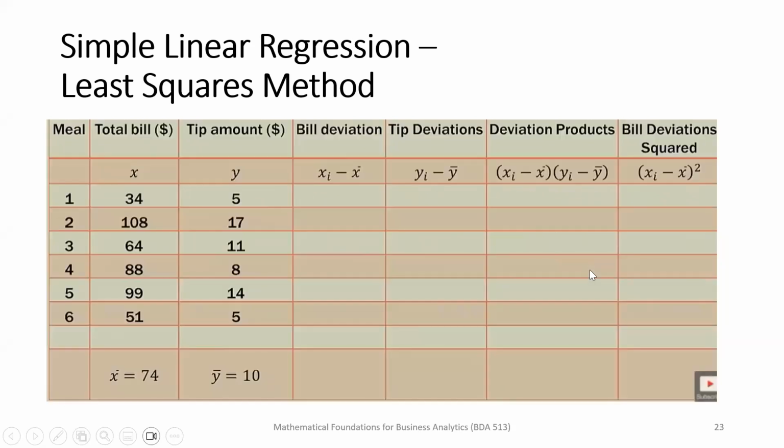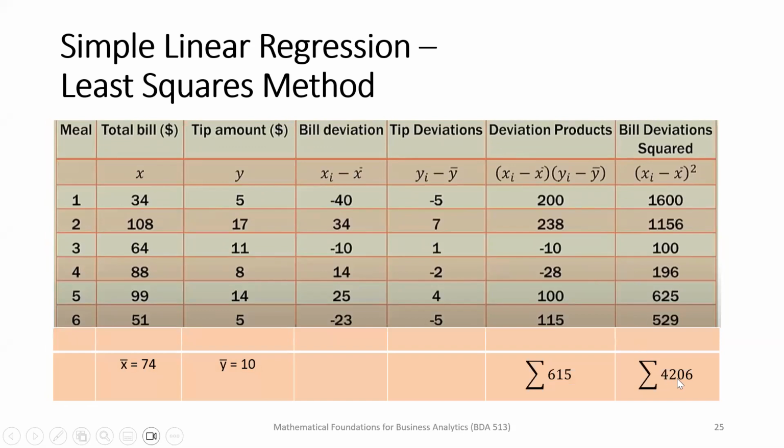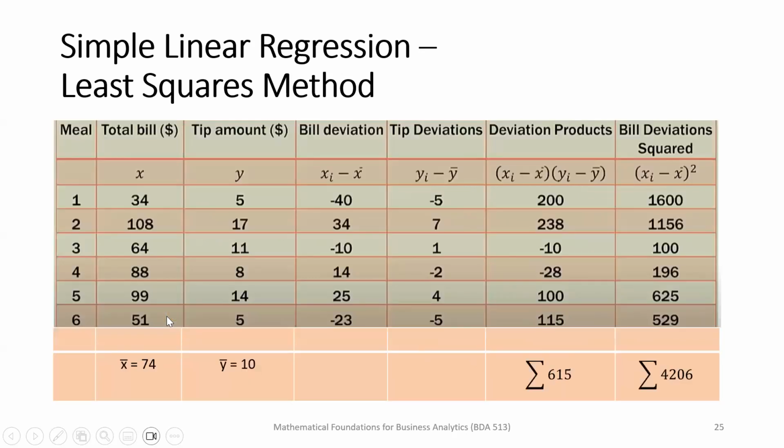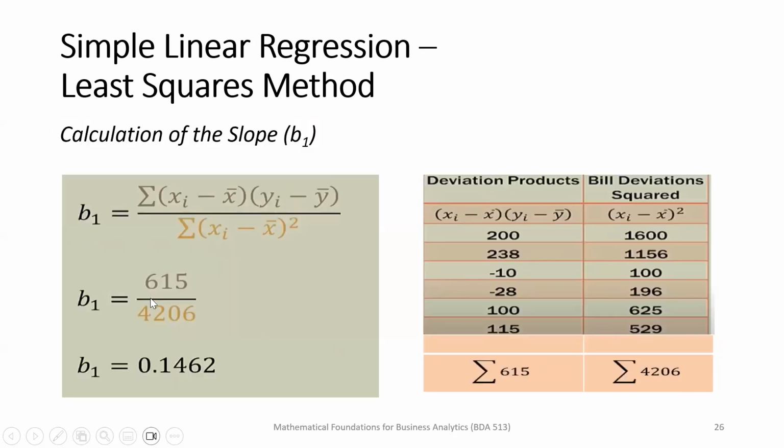So here, that is 4,206. So for us to get B1, the top one, remember, is 615. That's the summation of the product of the deviations, all divided by the sum of square errors for the independent variable. That is 4,206, what we calculated here. So when you divide this, B1 gives you 0.1462.